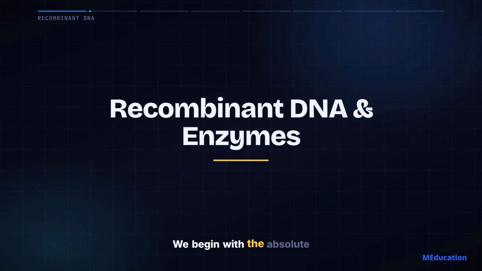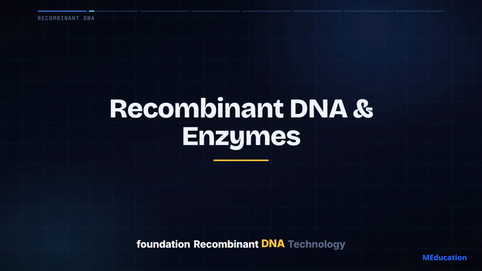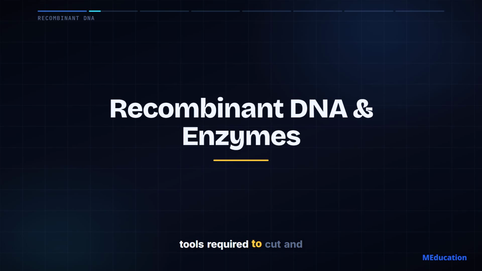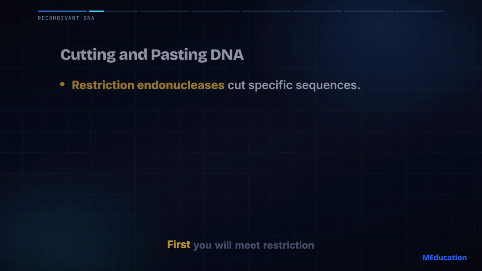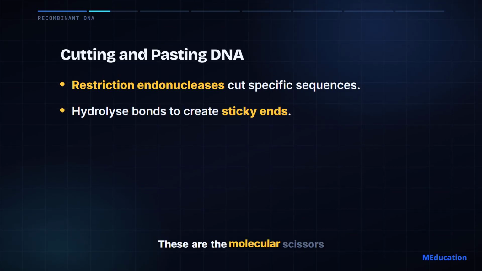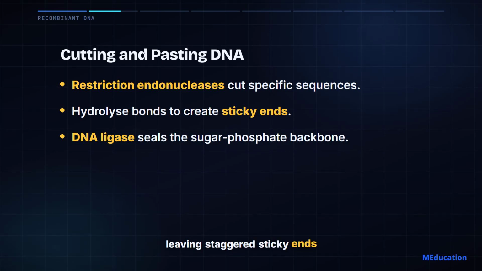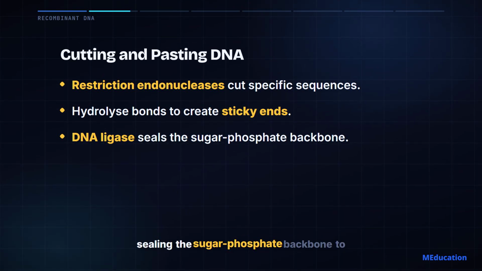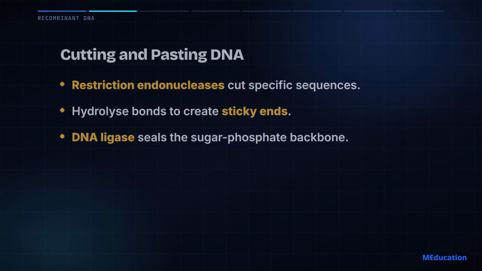We begin with the absolute foundation, recombinant DNA technology. You will master the biochemical tools required to cut and paste the genome. First, you will meet restriction endonucleases. These are the molecular scissors that hydrolyze phosphodiester bonds at specific recognition sites, leaving staggered sticky ends. Then, you will see how DNA ligase acts as the essential molecular glue, sealing the sugar phosphate backbone to permanently join fragments from different organisms.